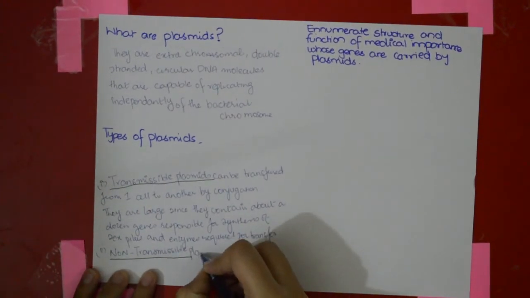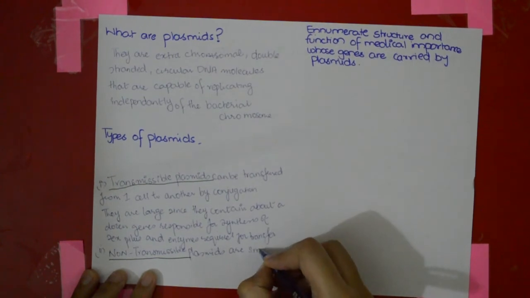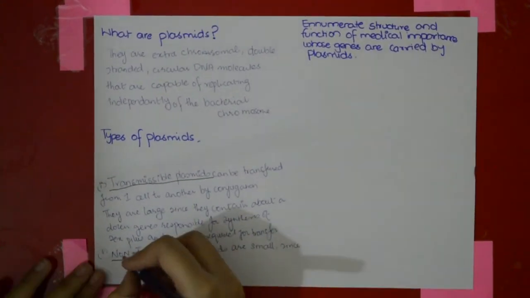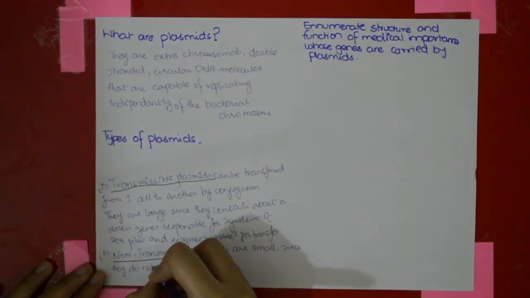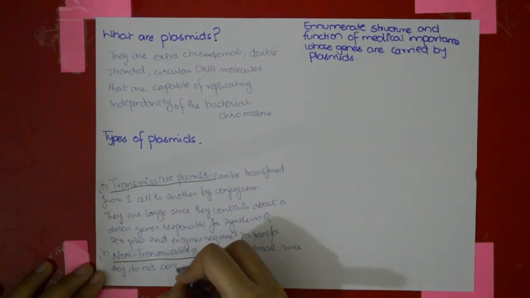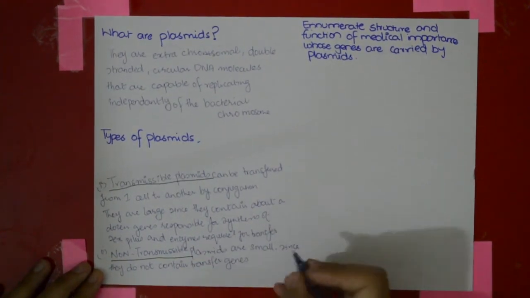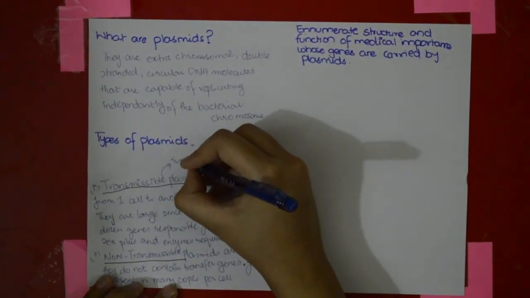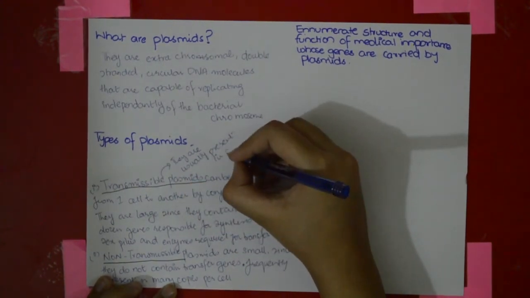Non-transmissible plasmids are small since they do not contain transfer genes. They are frequently present in many copies per cell. And for the transmissible ones, they are usually present in a few copies per cell.